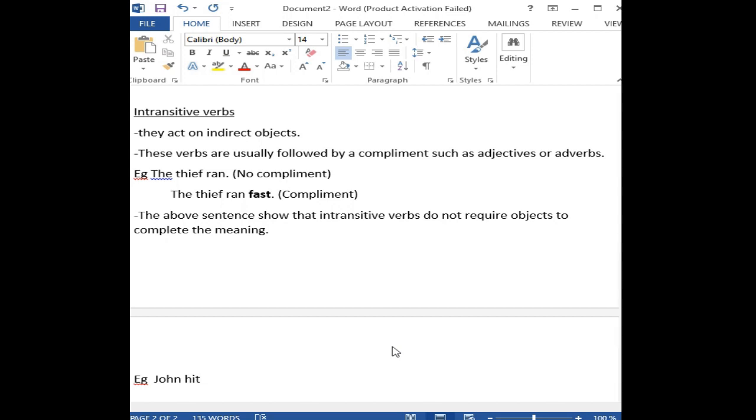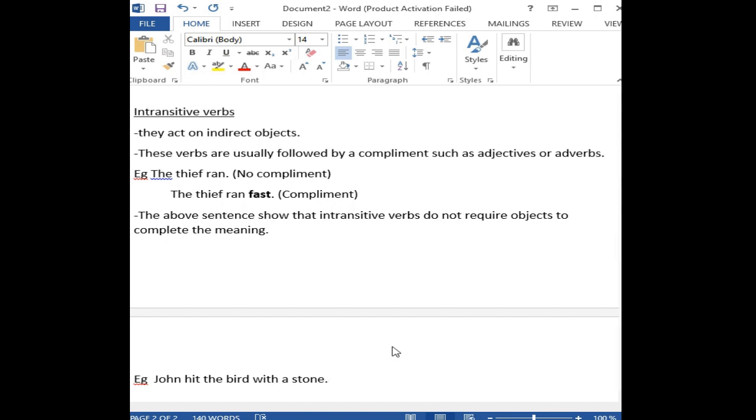John hit the bird. Sorry, John. Yes, John hit the bird with a stone. That's a very good one. John hit the bird with a stone.